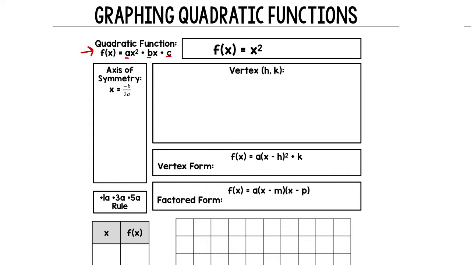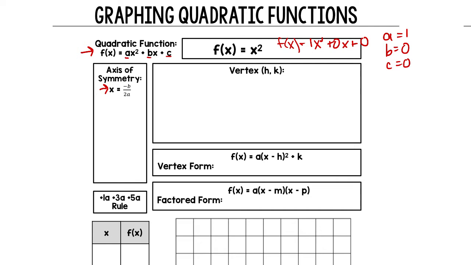To find our axis of symmetry, the vertical line that splits the parabola in half, our formula is x equals negative b over 2a. So I'm going to write this function in standard form a little bit more so we can see what a, b, and c are. We've got f of x equals 1 x squared plus 0x plus 0. And I'm going to write here that a is 1, b is 0, and c is 0. So we can just refer to that.